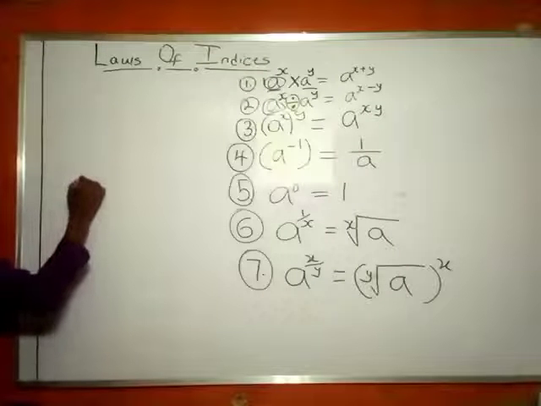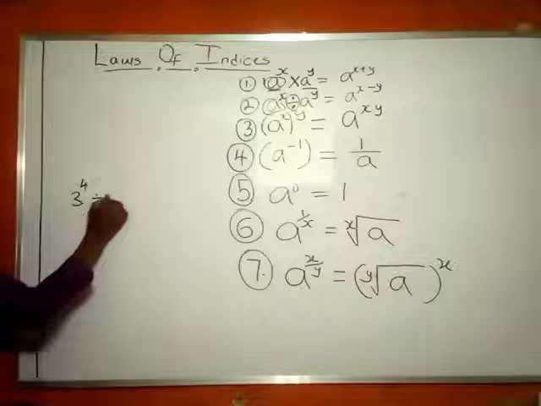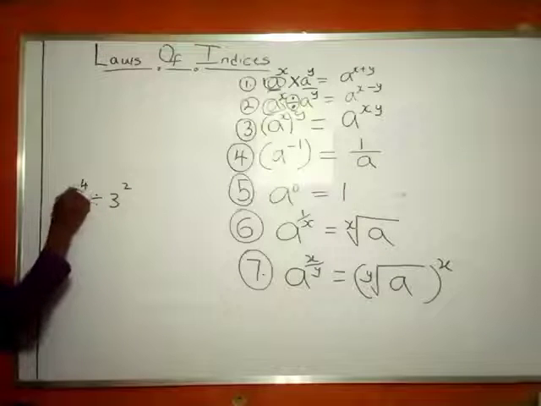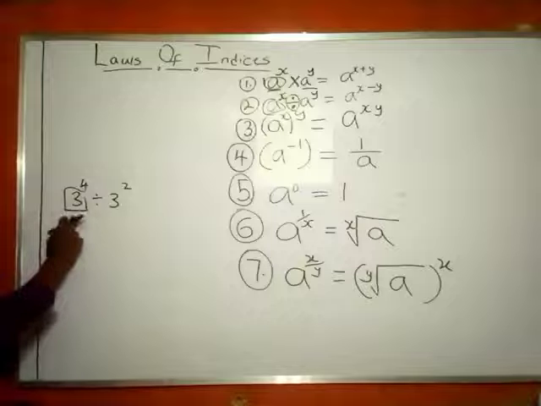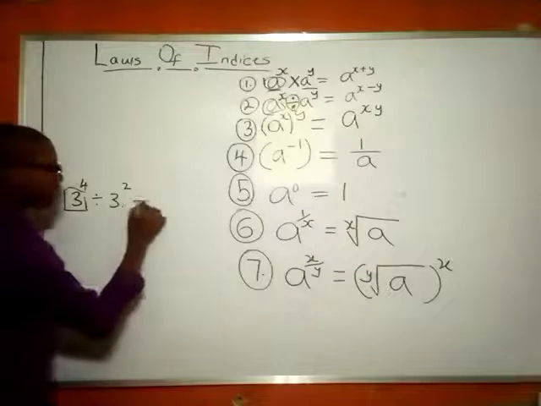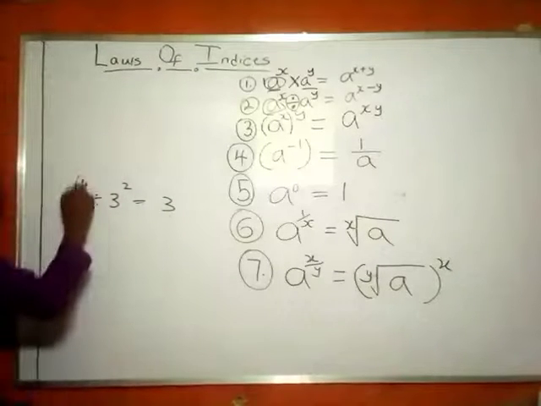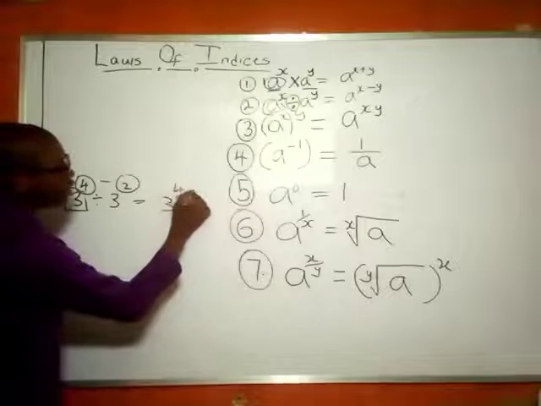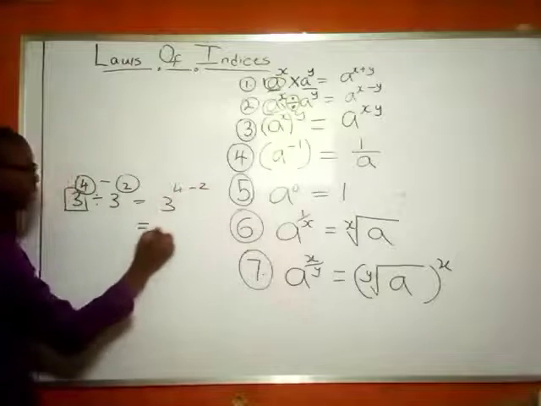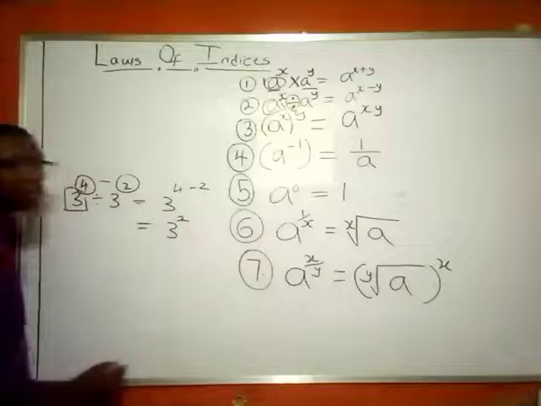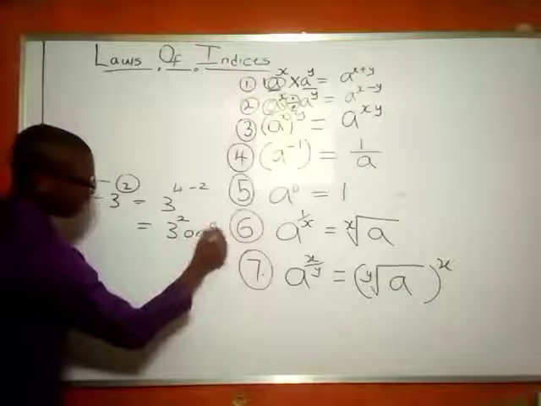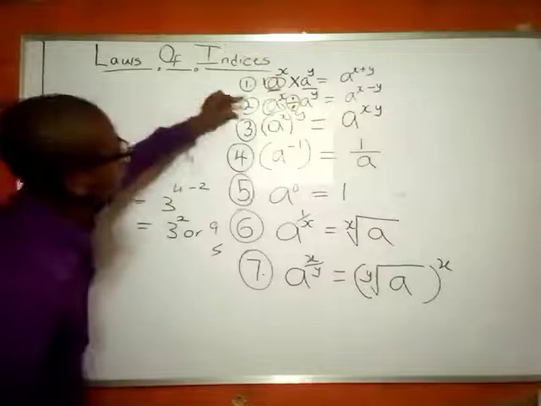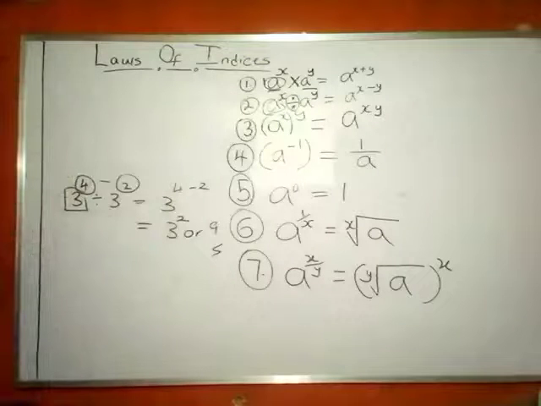3 raised to power 4 divided by 3 raised to power 2. Since the bases are equal, we pick one of the base, which is 3, then 4 minus 2, and that will be equal to 3 raised to power 2, or 9. And that's your final answer according to law 2. So let us look at the third law.